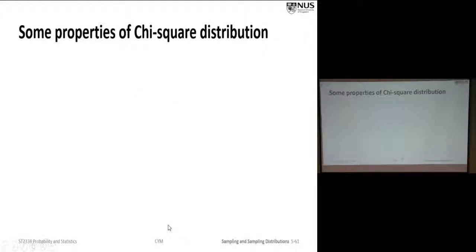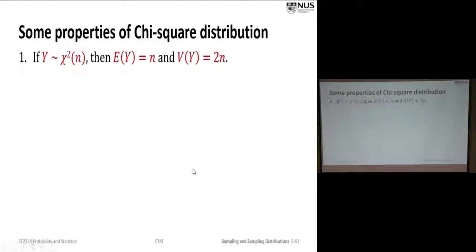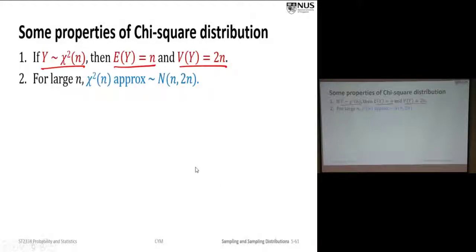So for a distribution, we know the PDF or PF tells you everything, but we also would like to identify the parameters. So chi-square has only one number, called n, or degrees of freedom. Then how is it linked to the expectation and the variance? There are some other properties. Here, if Y is chi-square n, the expectation of Y is n and the variance of Y is 2n. So for large n, chi-square n is approximately normal with that mean and variance.